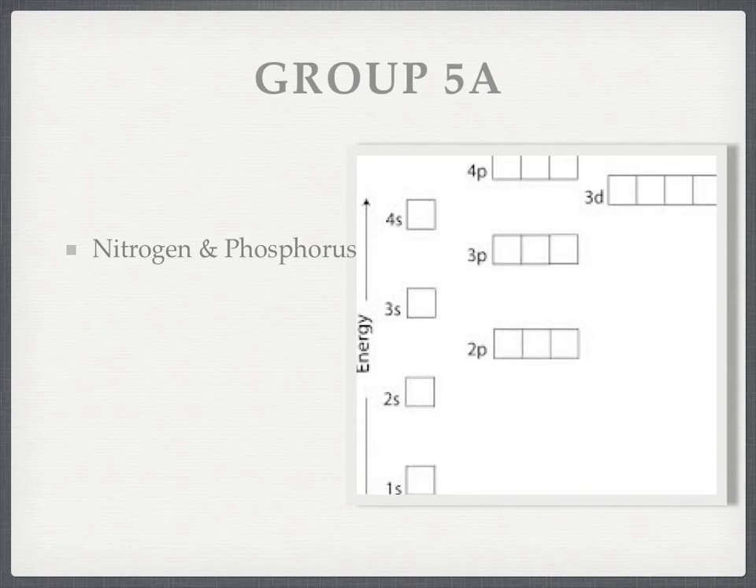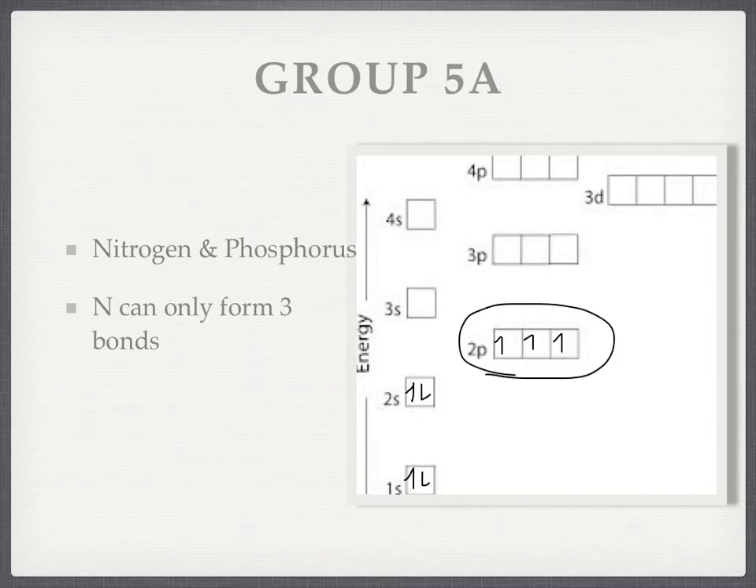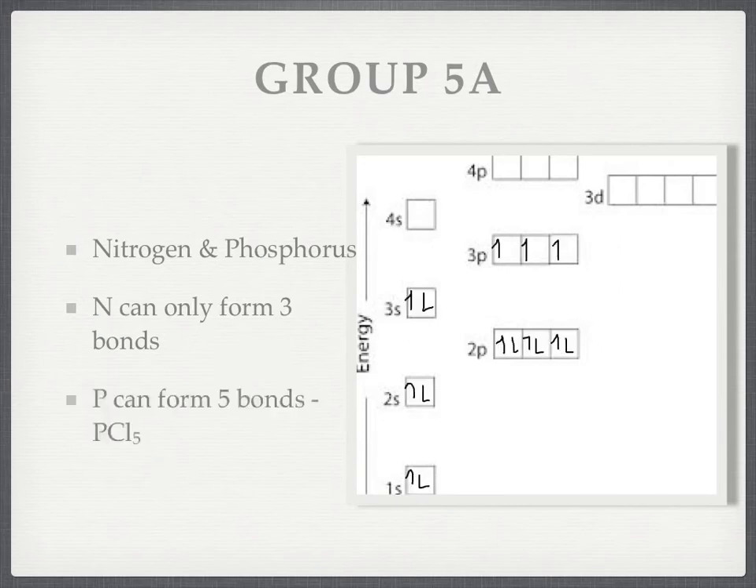Let's take a look at group 5. Nitrogen and phosphorus would be examples in there. Nitrogen can only form 3 bonds. Notice that it's got 3 half-filled orbitals here, and you're not going to promote one up there, and you're not going to gain anything by doing that. So it's only going to form 3. So it tends to form compounds like NCl3 or something like that.